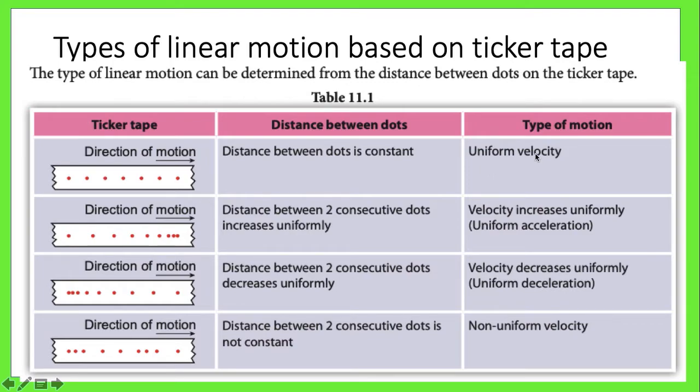If the distance between two consecutive dots is increasing uniformly, it means the object is moving in uniform acceleration because its velocity is increasing uniformly. This is the direction of the motion of the object. So here is the initial velocity of the object and here is the final velocity of the object.